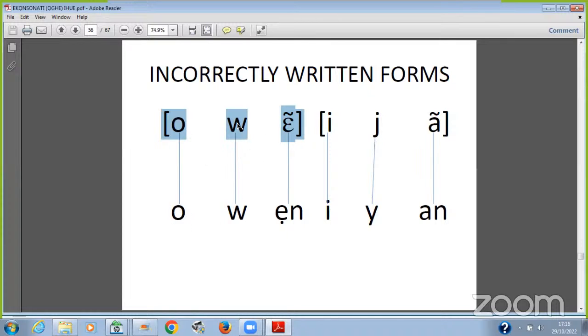And then this is the we. It's an oral consonant, which is written with the letter W. And then this E sub dot N represents the sound A. So in the real sense, this is supposed to be pronounced as Owen. But I don't see any average adult person that will accept that as the equivalent of Onwe. It's not the same as Onwe.